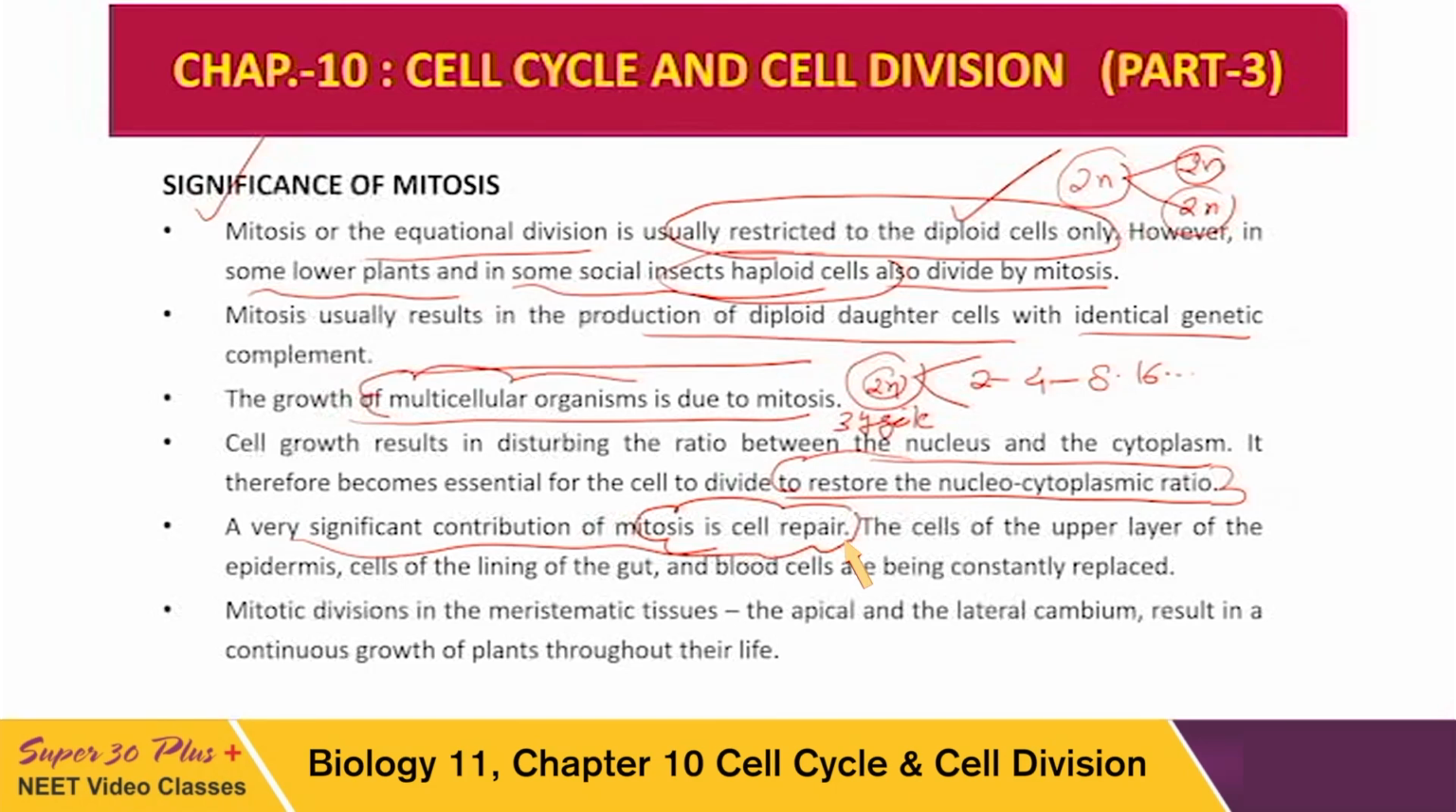For example, in case of skin, the upper layers of the skin are being damaged, and that's why these are to be repaired by mitosis cell division of the cells found in the layers beneath the upper one. Lining of the gut and blood cells are constantly being repaired. In case of plants, mitosis division occurs in meristematic tissue, like apical or lateral meristem, primary meristem or secondary meristem. It results in continuous growth of the plant, right?